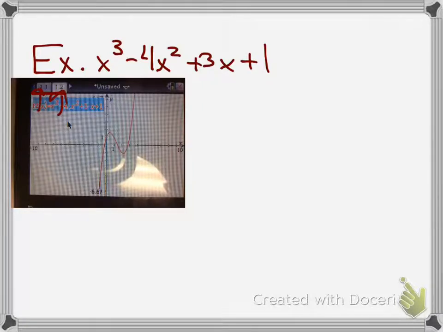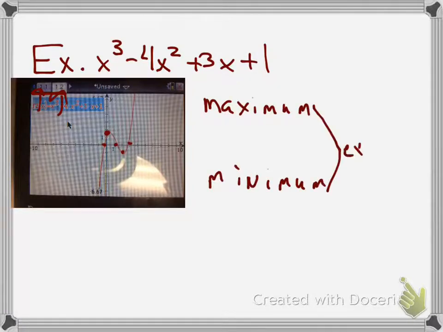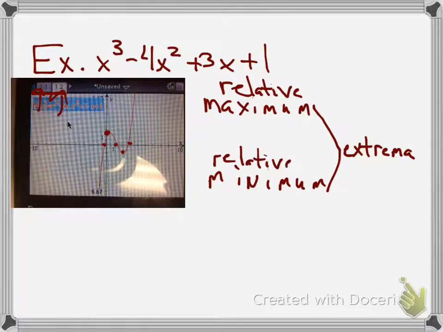Now you can see here there are 3 zeros and 2 turns. Those turns are called the relative maximum and minimum, and together they are called extrema. So I have a maximum and minimum because there's a high and a low point. They're called relative max and mins because they're relative to the graph. They're not absolute. They're not the lowest or the highest. Again, you have to find the relative maximum, the relative min, and the zeros.